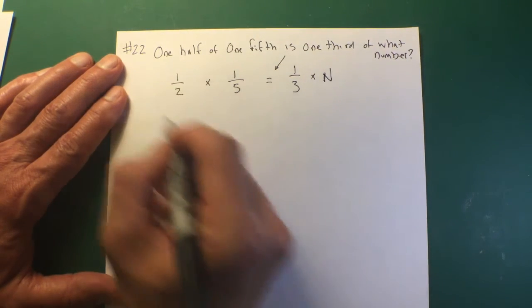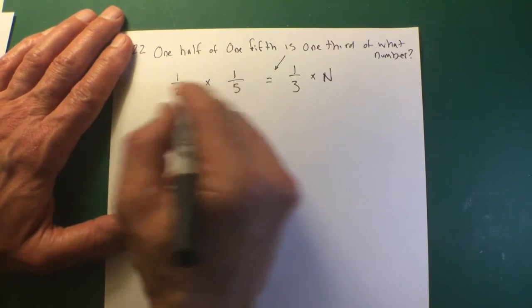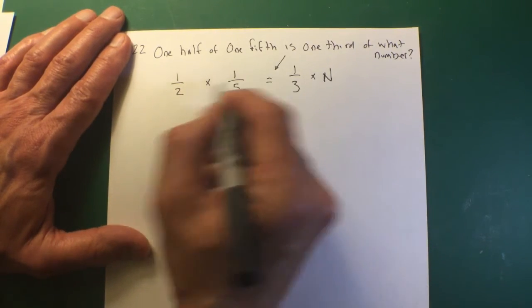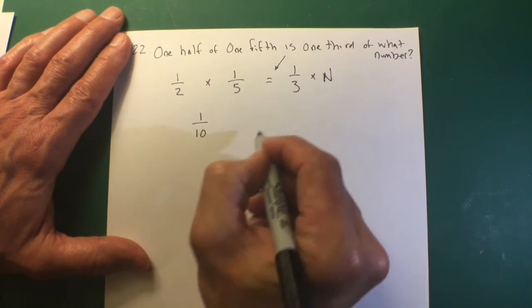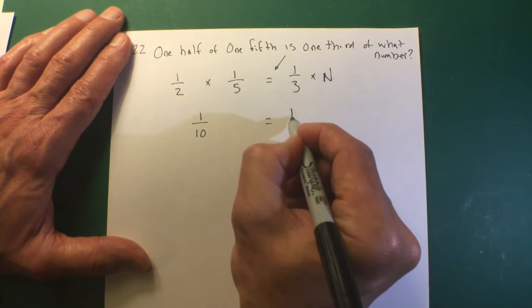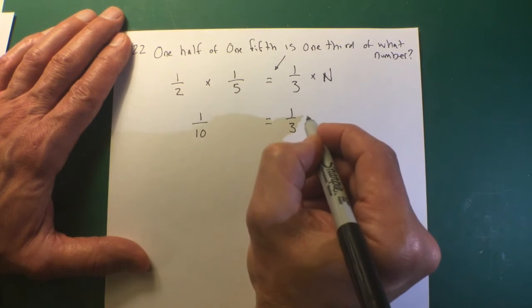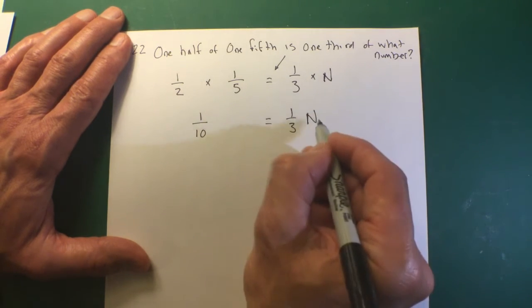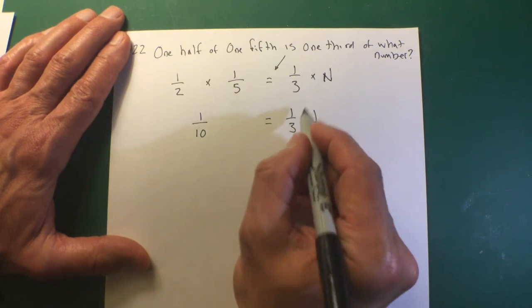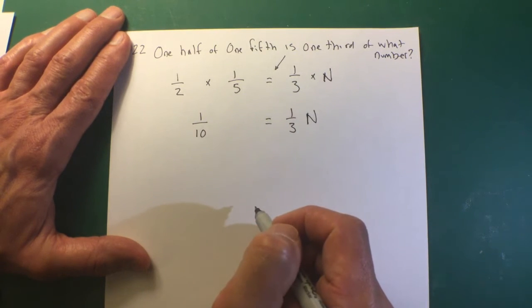So if we solve for this side, 1/2 times 1/5, we can do that easily, straight across. 1 times 1 is 1, and 2 times 5 is 10. So this is 1/10 on this side is equal to 1/3 n. Remember, anytime you have a number that's next to a letter, it means multiply. So that's why I'm not putting the x in there.